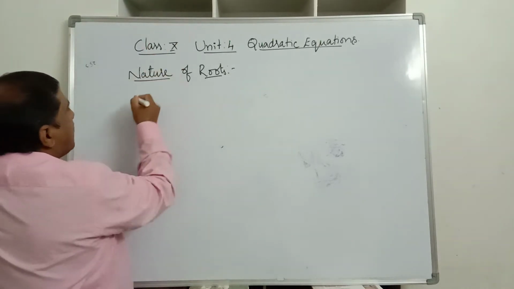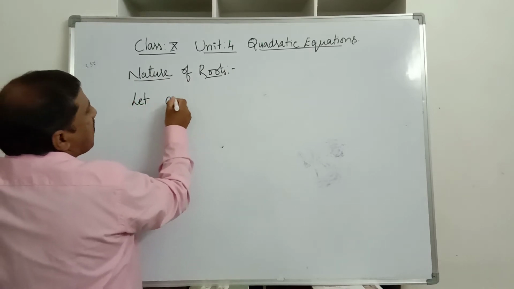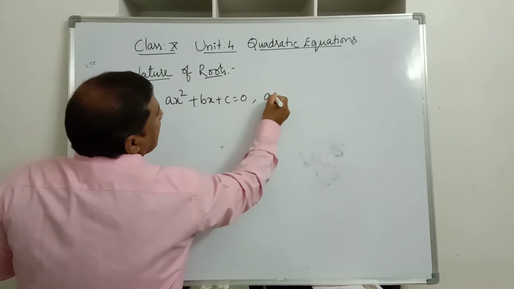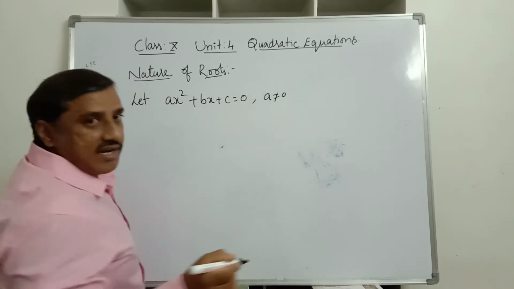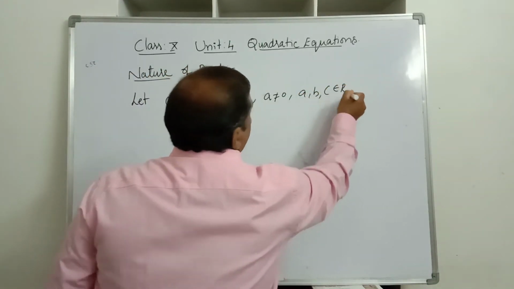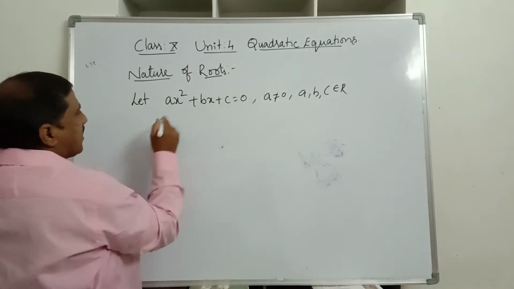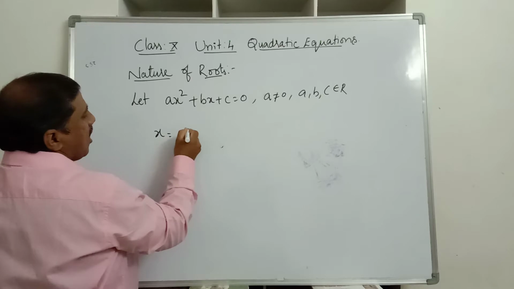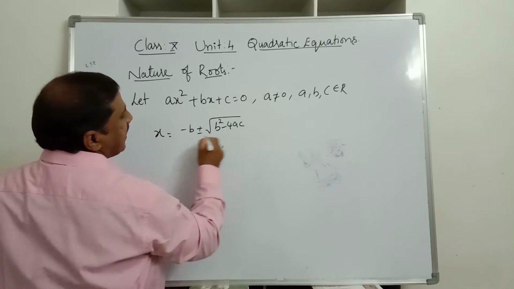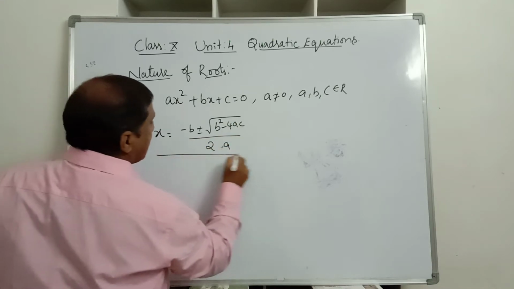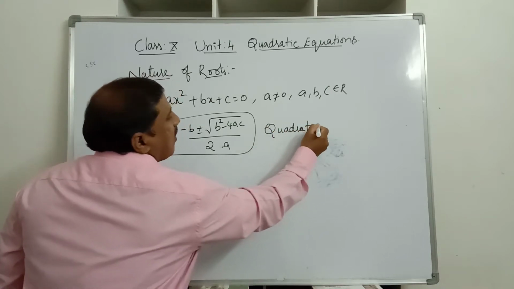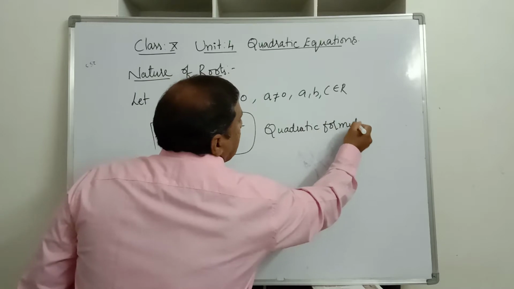So what is the quadratic equation? The general form of a quadratic equation: ax square plus bx plus c is equal to 0, where a is not equal to 0, and a, b, c belong to real numbers. Then what are the roots for this equation? x is equal to minus b plus or minus square root of b square minus 4ac, divided by 2a. This is known as the quadratic formula, which we studied in the previous class.